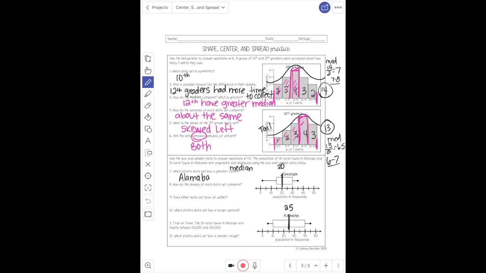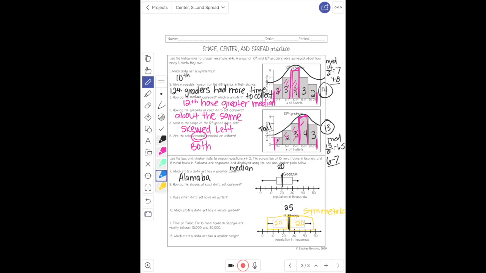All right, how does the shape compare? So remember we talked about shape. So I would say that Alabama, if we look at the way it's spread out, for that lower half, we have basically from 5 to 25, so that's 20. Then we have from 25 to 45, so that's 22. So I would say that Alabama is very much symmetric.